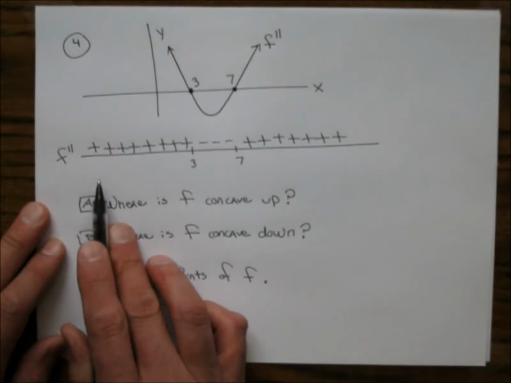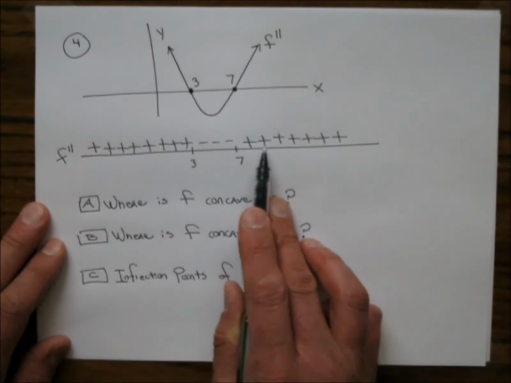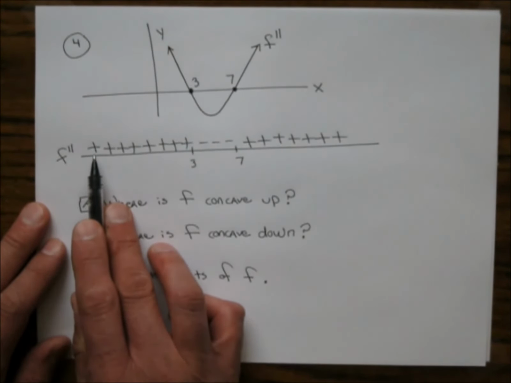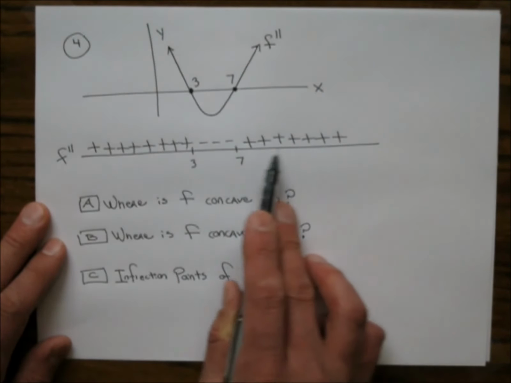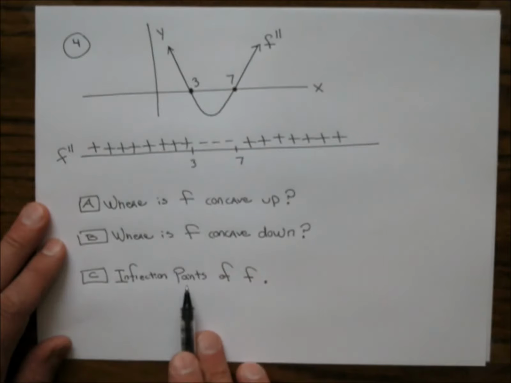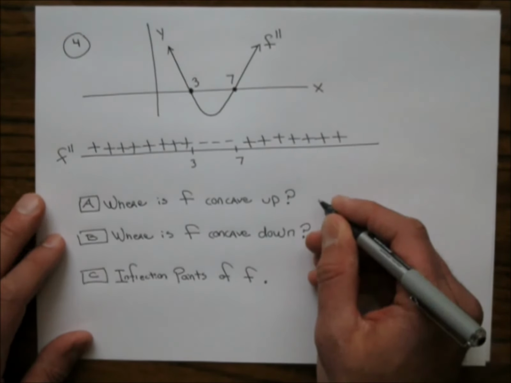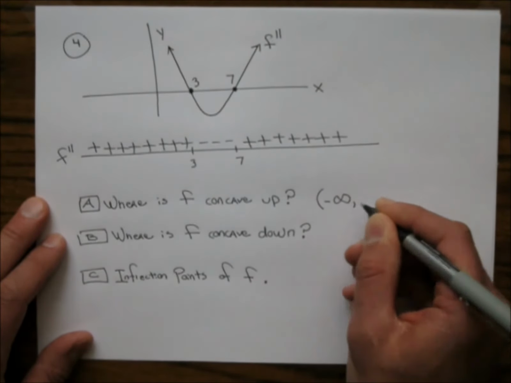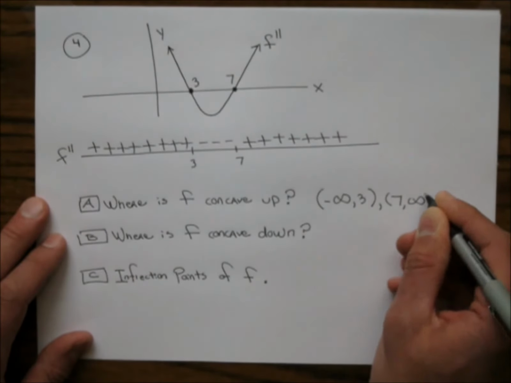But now this is not going to tell us that the original graph of f is going up, then down, then up, because this is not the first derivative, it's the second derivative, which tells you that the original graph is concave up, concave down, concave up. So with this diagram, we should be able to answer these pretty quickly. The original graph is concave up where you see the pluses: negative infinity to 3 and 7 to infinity.